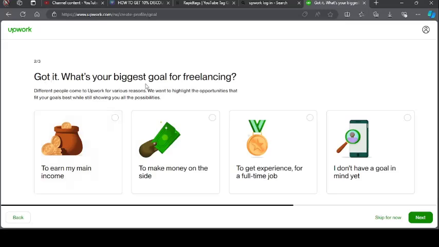Now, got it. What's your biggest goal for freelancing? To earn my main income, to make money on the side, to get experience for a full-time job, or I don't have a goal in mind. So let's say I want to make money on the side. So go to next.